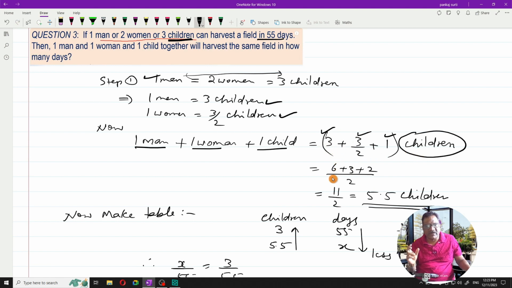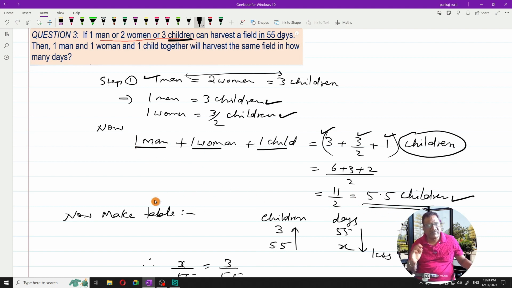So this, if you work out, this will be 3 plus 3 by 2 plus 1 children, that is equal to 6 plus 3 plus 2 upon 2. This is doing LCM. You'll get the answer as 5.5 children. Okay, 11 upon 2 is 5.5 children. So I get this equation that one man and one woman and one child can be replaced by 5.5 children.